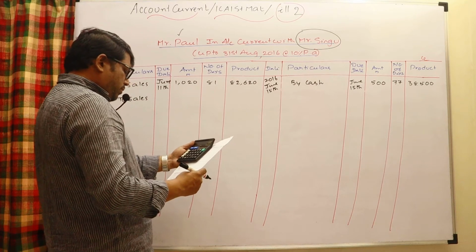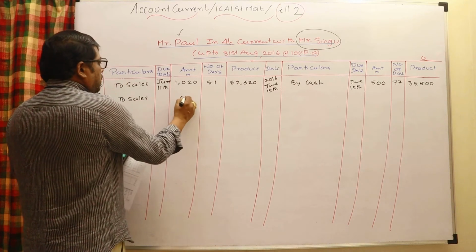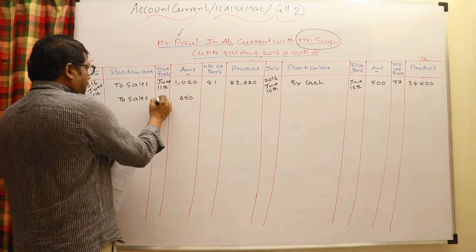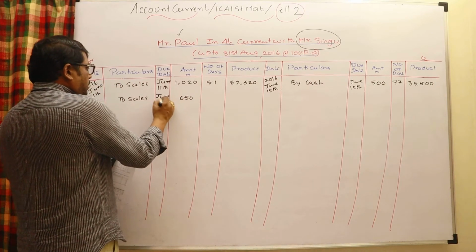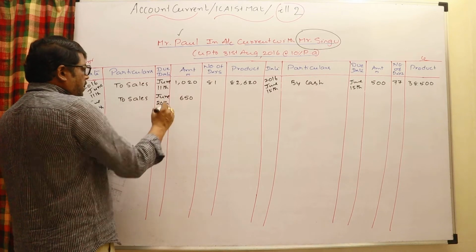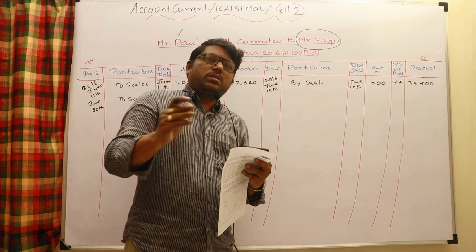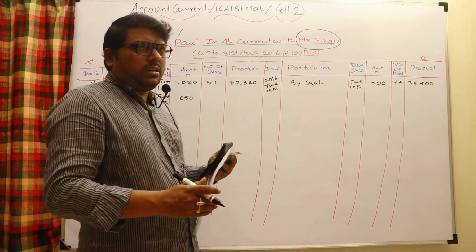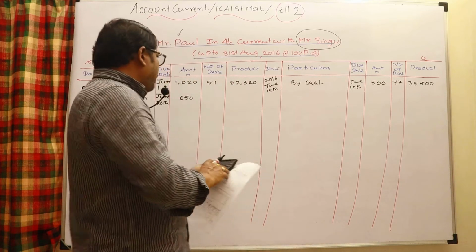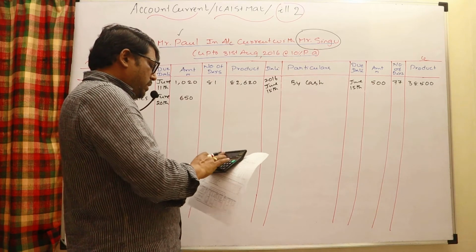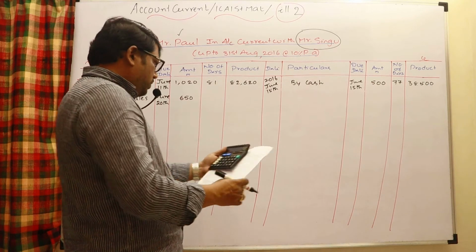This is 650. No separate due date is given, so the transaction date itself will be taken as the due date. If no separate due date is given, the transaction date itself is the due date. If a separate due date is given, that should be taken as the due date. The number of days is always calculated from the due date only. In June 10 days, July 31, August 31, total number of days 72.